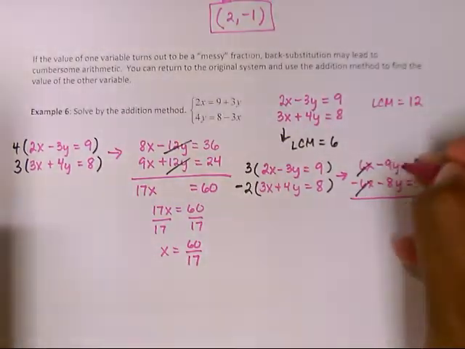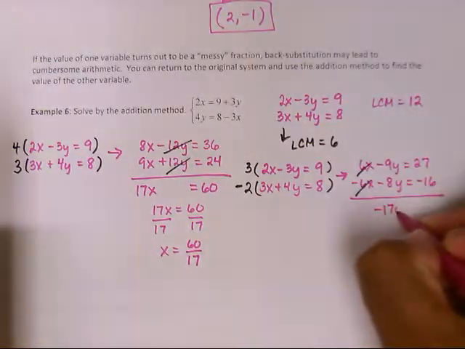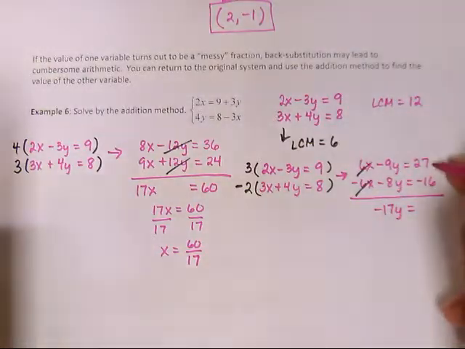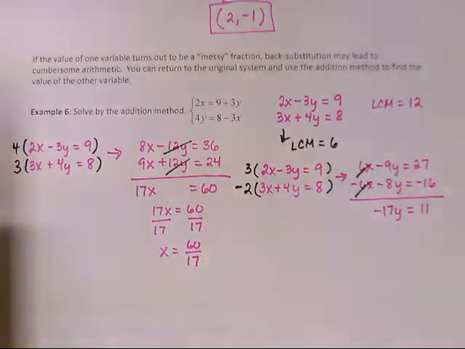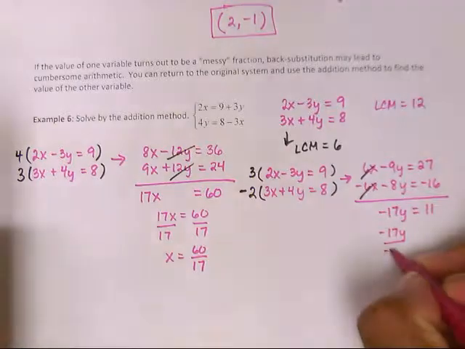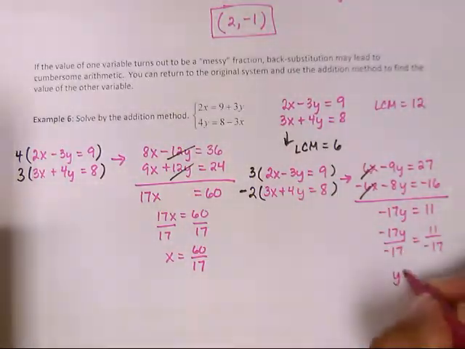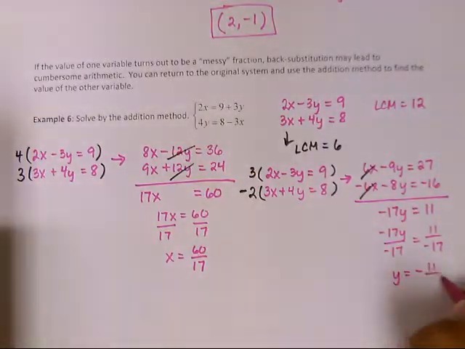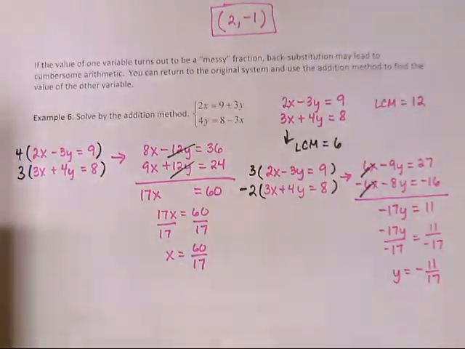And now negative 9y and a negative 8y added together will be negative 17y, equal 27 and a negative 16 added together will give you 11. So I got negative 17y equals 11. Now I'm going to divide both sides by negative 17. And I'll leave this as y is equal to negative 11 over 17. And that's going to be as far as you can go with that particular problem here.